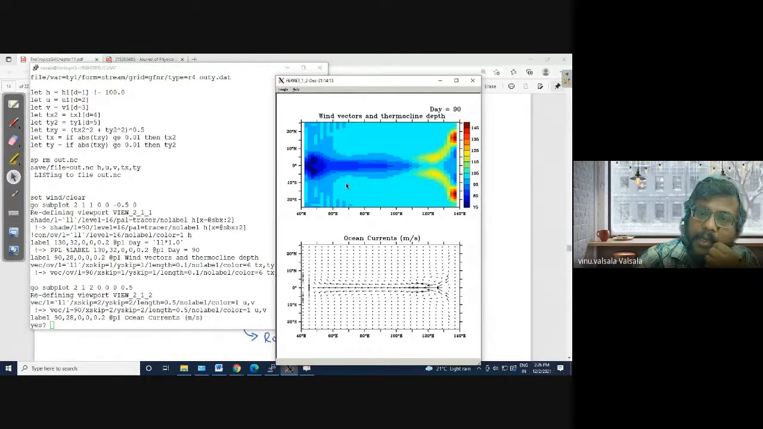Again, now the Kelvin wave which comes from the Rossby all the way reached the eastern boundary, because they travel at 3 times faster than Rossby. So again, it started reflecting. So this is the reflection of waves at both the boundaries.